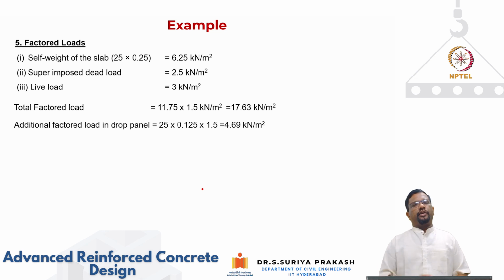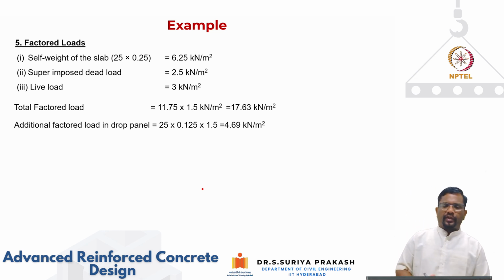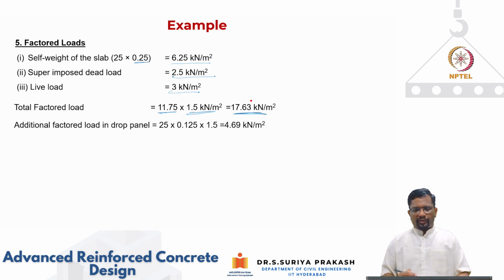Now let us calculate the loads. The self weight of the slab is 25 times 0.25, which works out to be 6.25 kilonewton per meter square. Superimposed dead load we have taken as 2.5 kilonewton per meter square, that is already given. Live load is given as 3 kilonewton per meter square. So the total load when I add all of them is 11.75, and I multiply by 1.5 to get a factored load of 17.63 kilonewton per meter square.